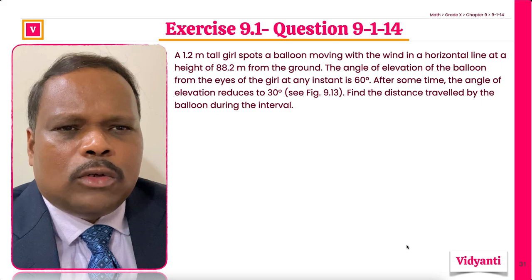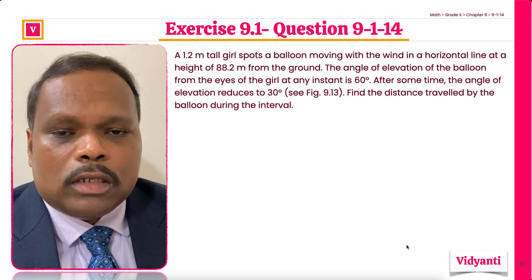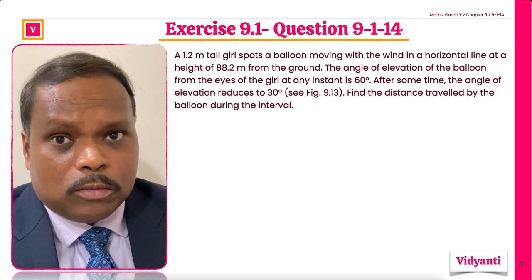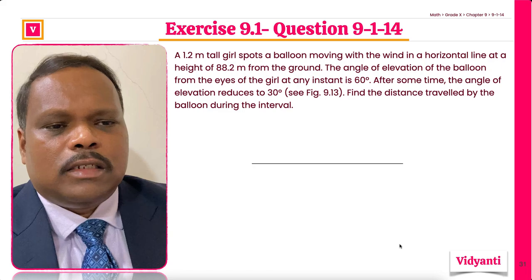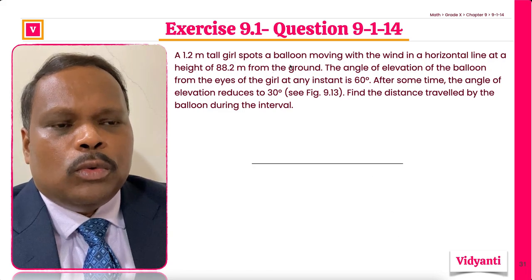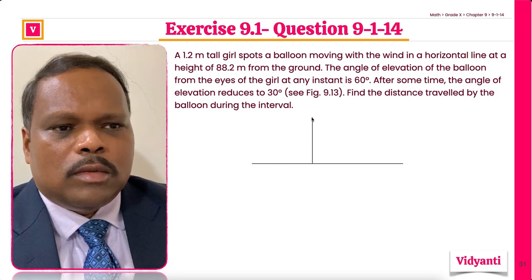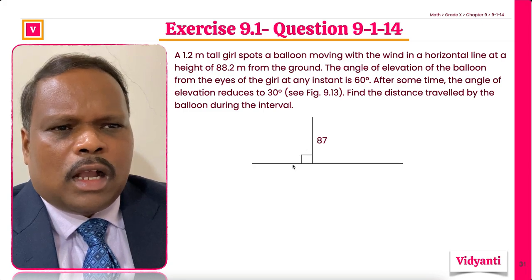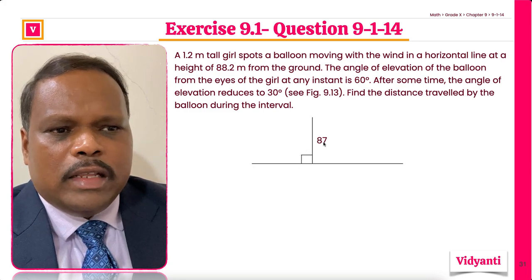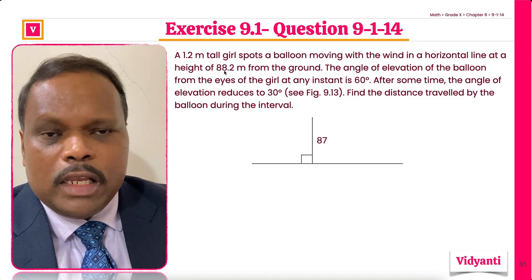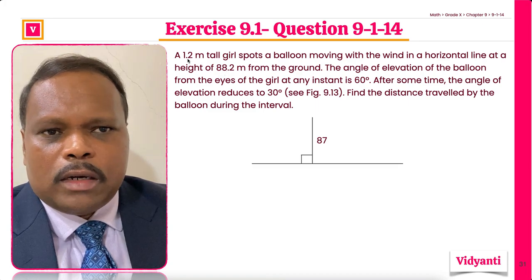A 1.2 meter tall girl. Here the height of the person is given. Most likely we will have to subtract. Let's see the question. She spots a balloon, so this is the balloon somewhere here, and they have given 88.2. Well, I will subtract 1.2 meters, and that will come out to be 87.